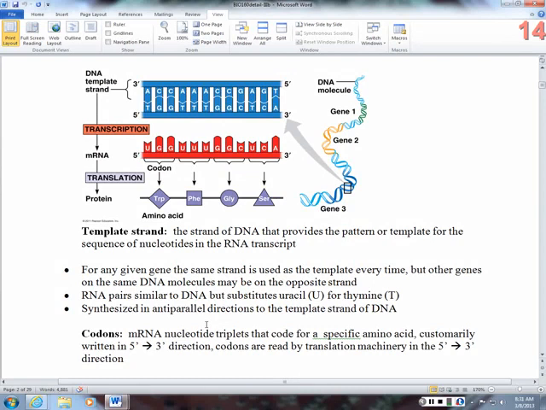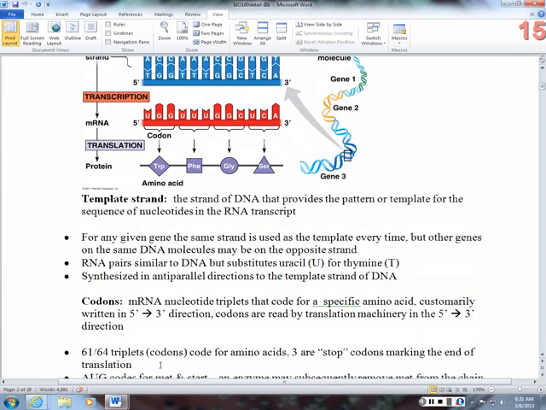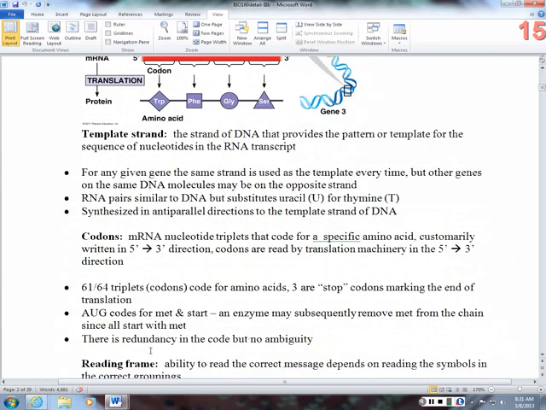So the RNA pairs similar to DNA, substituting uracil for thymine, and it's going to be synthesized in anti-parallel direction to the template strand. So it's going to be synthesized 5' to 3', just like DNA is. Your codons are going to be those mRNA triplets that are going to code for the specific amino acid. They're generally written in the 5' to 3' direction. Since we read DNA 5' to 3', it's just a convention that we generally write everything out in the 5' to 3' direction to keep it consistent.